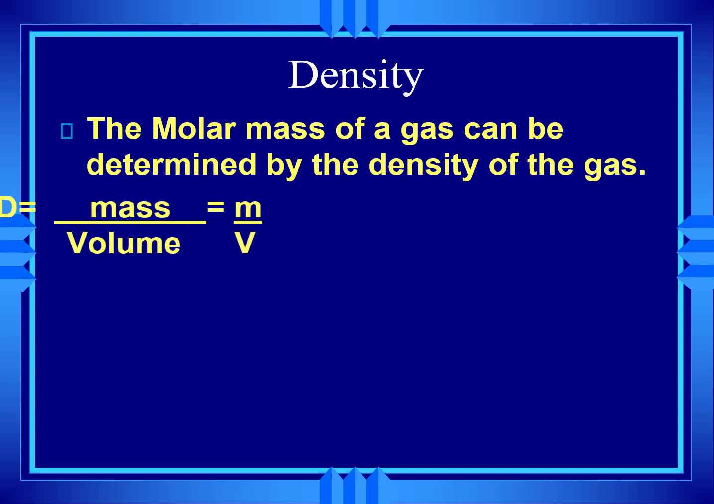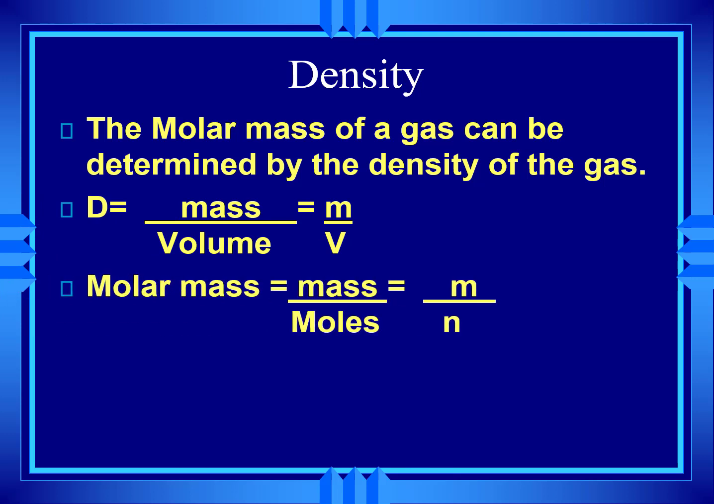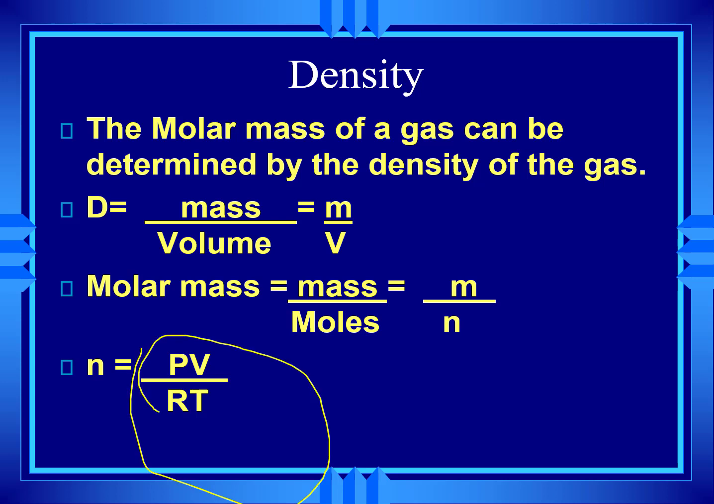So we know density is mass over volume, and that molar mass is mass over moles, which in letters would be m over n. And we just solved the ideal gas law for n. So PV over RT is n. So I'm going to put these three equations together. First I'm going to substitute that for n into my equation.